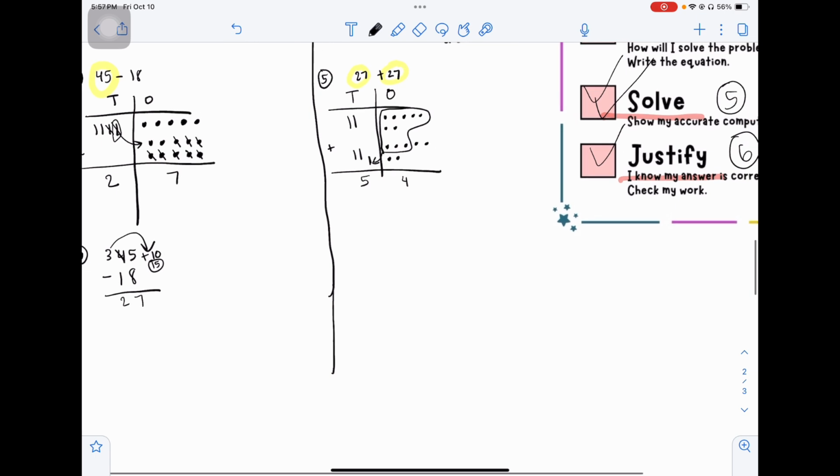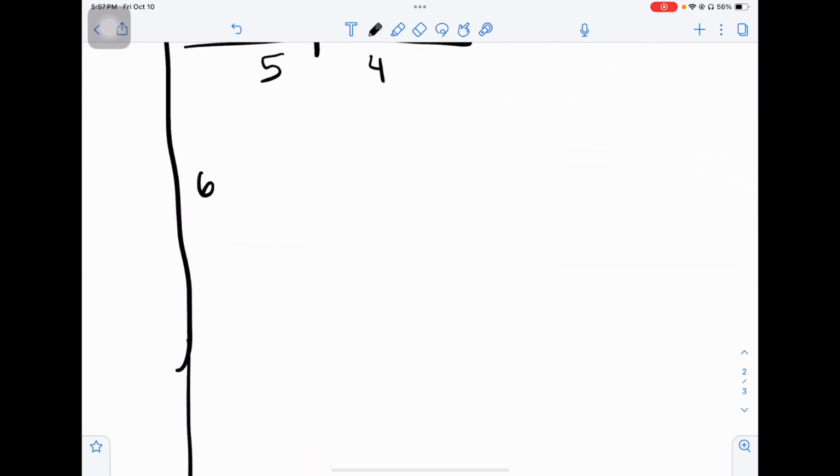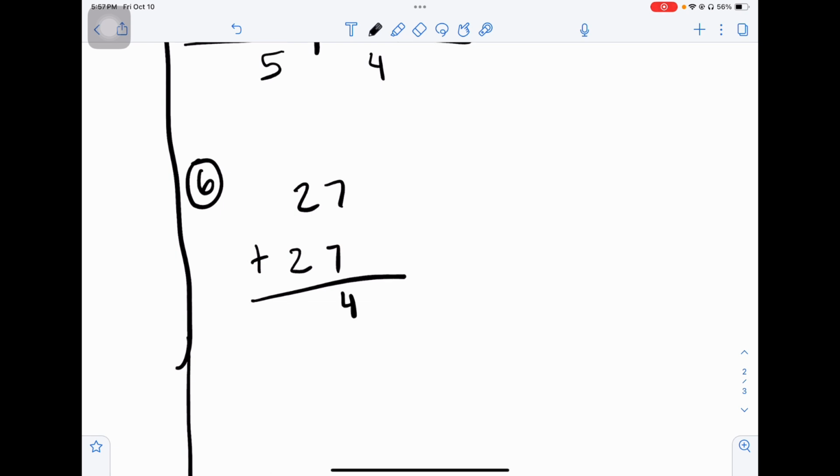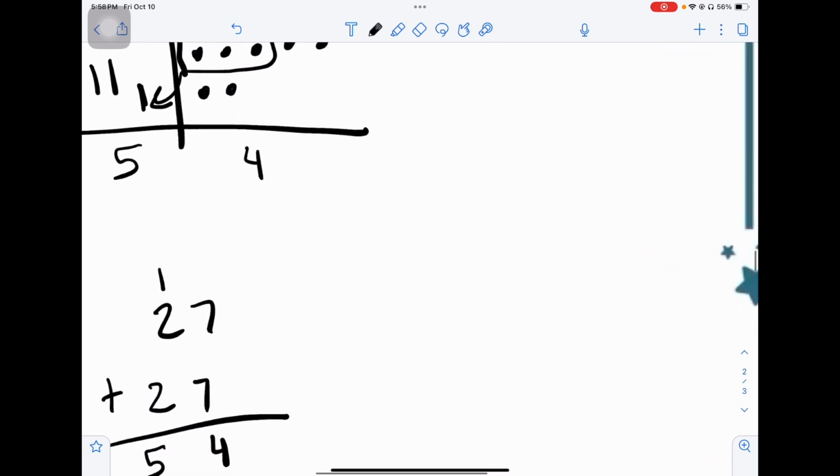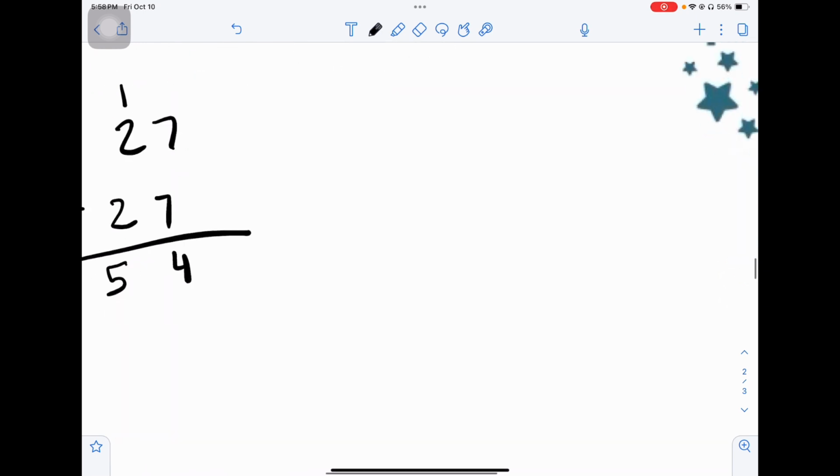Now I'm going to do my justify. Remember, I'm checking my work. Okay, so 27 plus 27. So 7 plus 7, 14. I'm going to put that 4 down, carry over that 1, regroup that 1. So 1 plus 2 is 3. 3 plus 2 is 5. 54 balls there are now. Same thing.